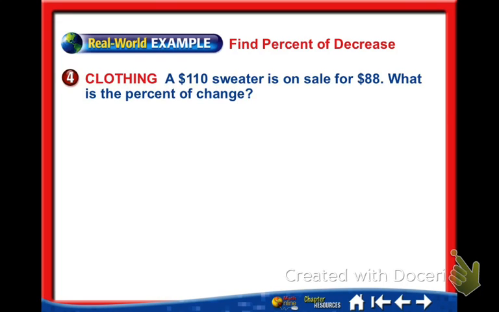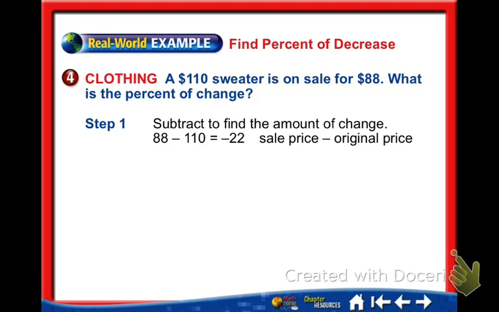Now we'll look at the percent of decrease. A $110 sweater is on sale for $88. What is the percent of change? Again, we're going to find out what the amount of change is by subtracting the sale price, 88, from the original price, 110. This will give us negative 22 as our amount of change.